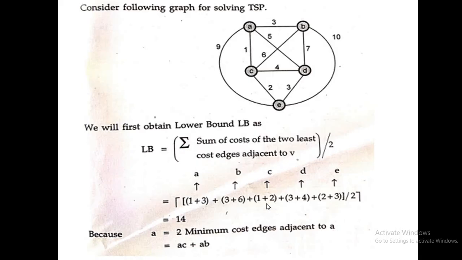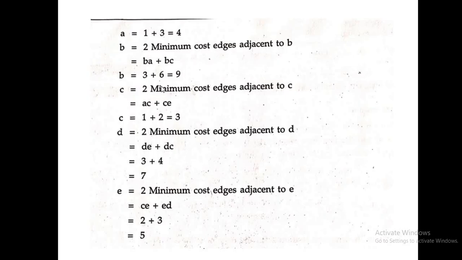For C the least cost is 1 plus 2, and for D the least cost is 3 plus 4, and then divided by 2. So the total value is 14. Because we are choosing the selected values, this is our lower bound value. So for A, AC is one least cost and AB is another least cost. Same for B, C, D and E. We are choosing the two least cost adjacent edges of each node.